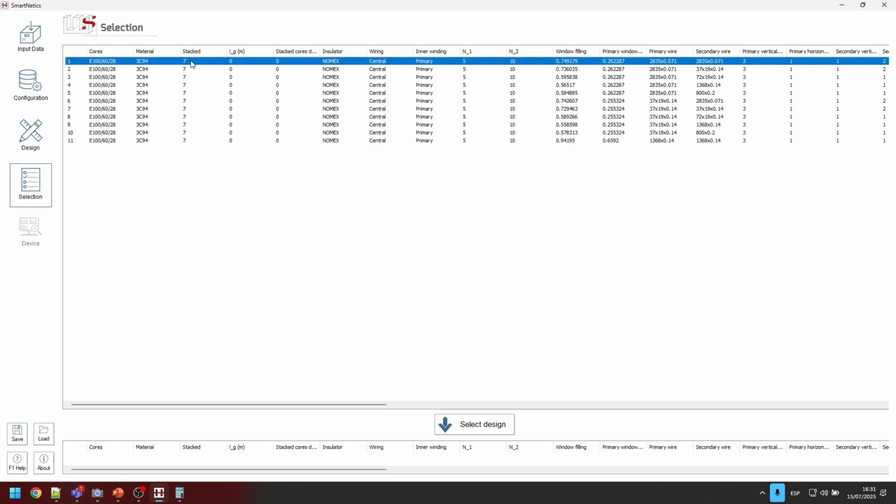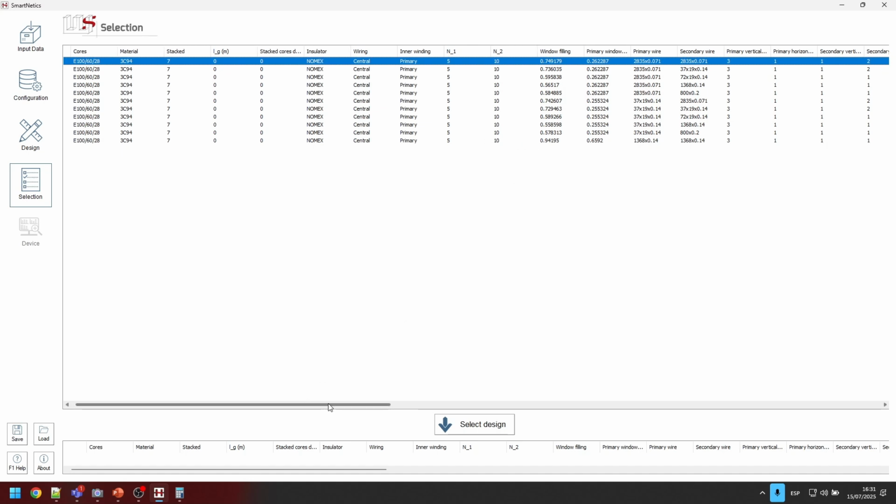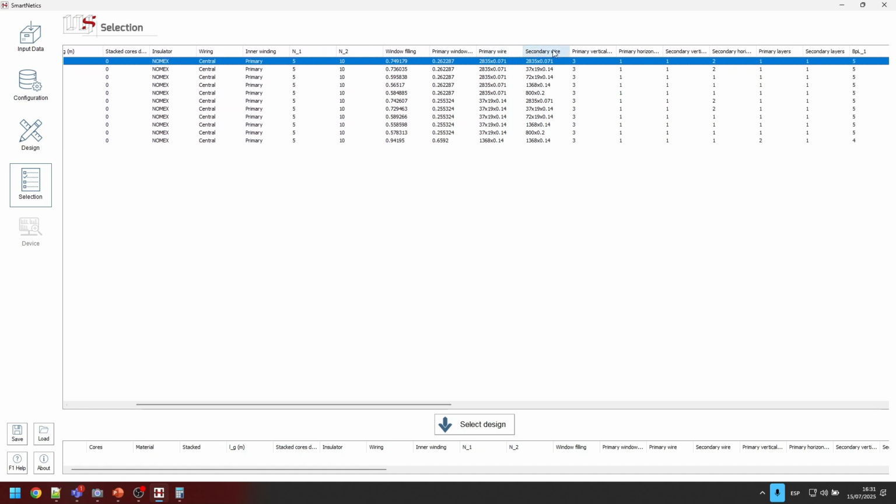They all use 7 cores stack, because this is the one we measured. The primary always has 5 turns, because this is the one we measured. The difference between them is what wire they use in the primary and secondary sides, because we did a very fast measurement, but we don't really know the exact diameter of the wires.